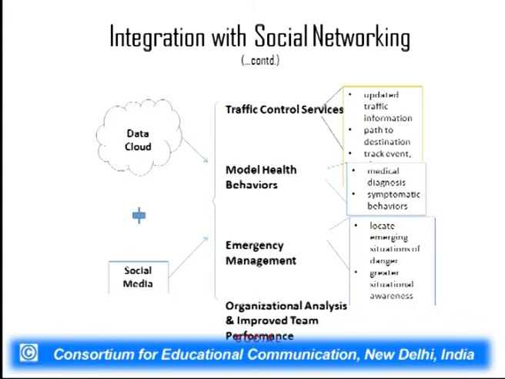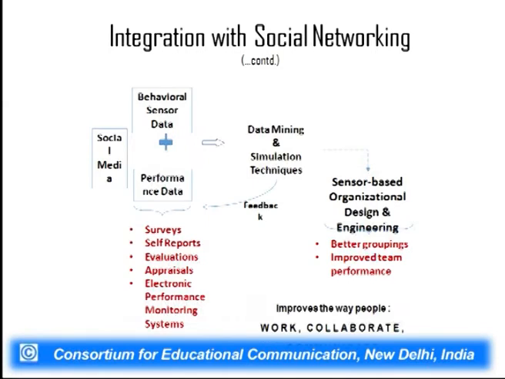So we can draw some conclusions like traffic control services, or modeling health behaviors, emergency management, so as to look at emergency situations of dangers, and for general awareness of the people. Also we can have this application for organizational analysis, etc. So collaboratively, this whole application is better known as social sensing. This word comes from social, that is the social networking stuff, and sensing, that is the sensor network. So this is a very good, very promising domain. And let's see an instance of the organizational analysis over here.